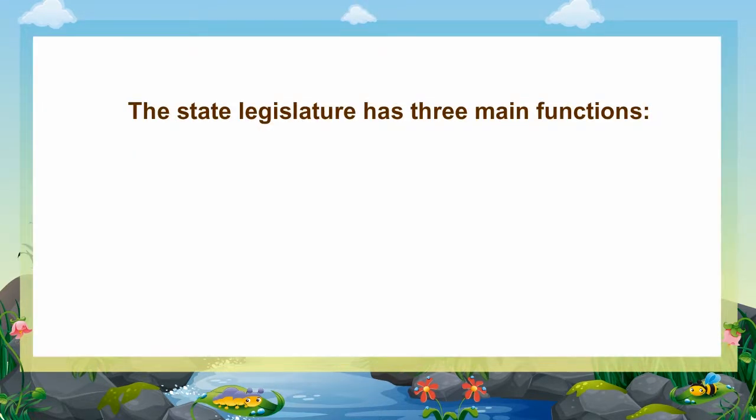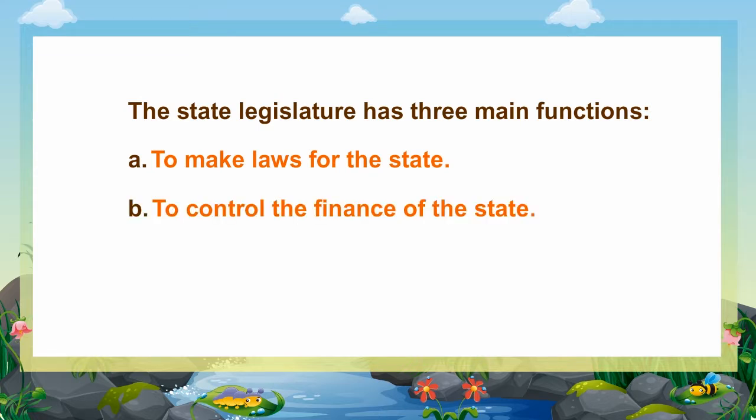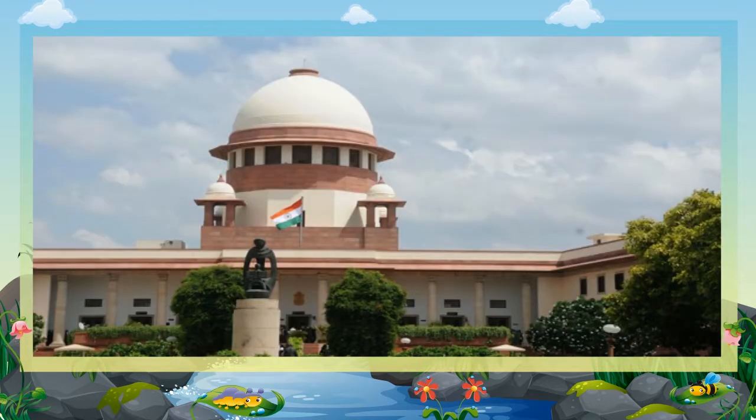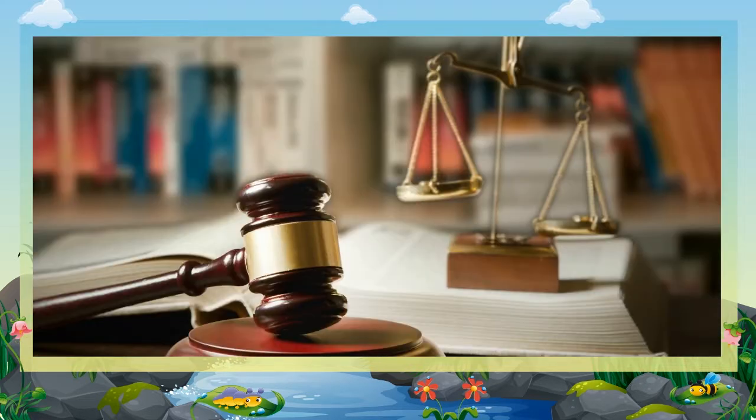The state legislature has three main functions. A. To make laws for the state. B. To control the finance of the state. C. To exercise check on the executive. State judiciary. It has a high court and lower courts. It is a part of the single judicial system for the whole country.